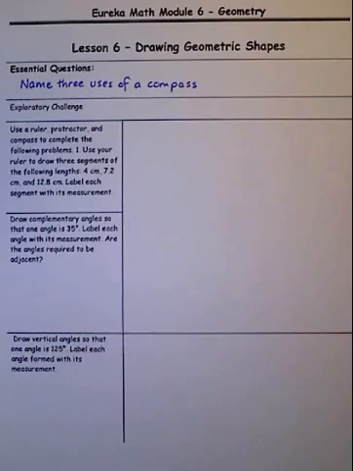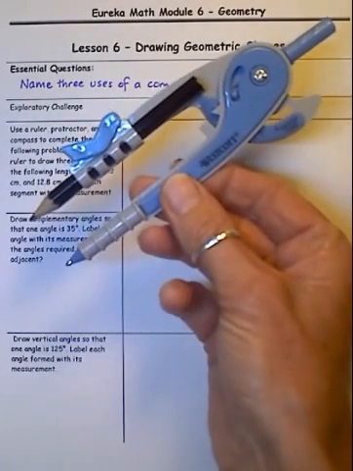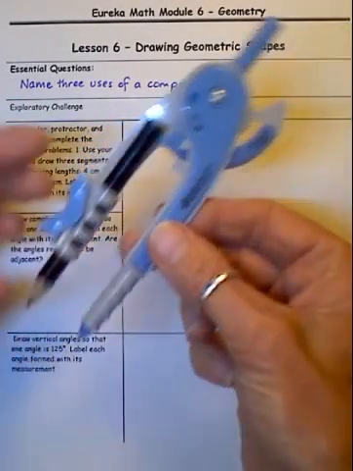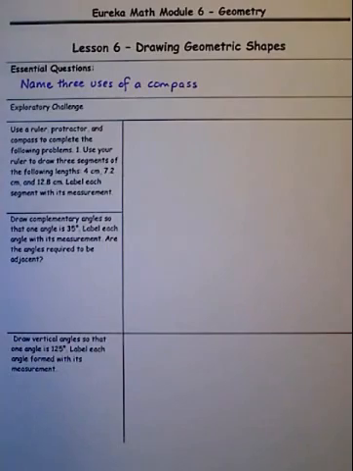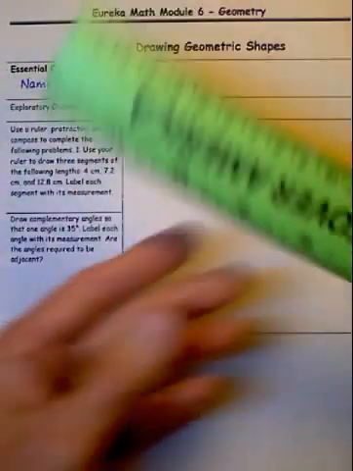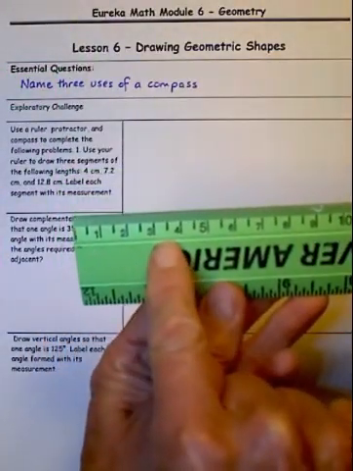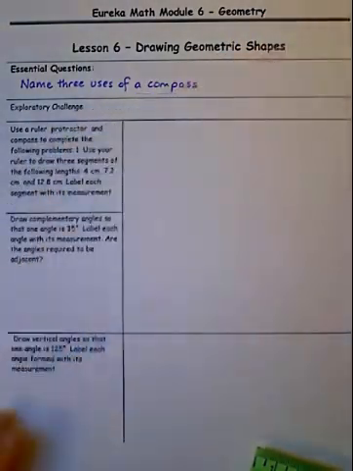For our exploratory challenge, you will need a few tools today. You will need a compass, which has a pencil in it. You will need a ruler with centimeter measurements, and you will need a protractor as well.